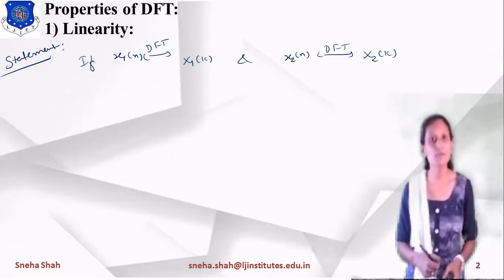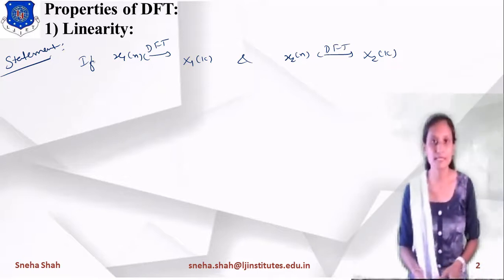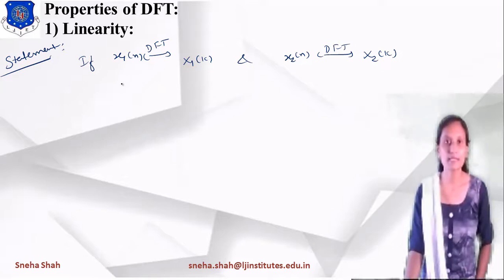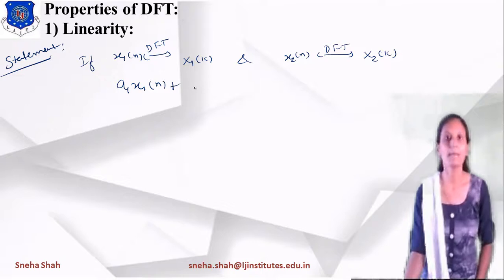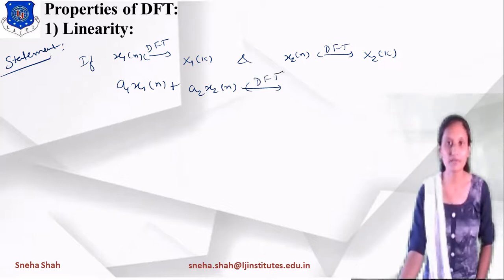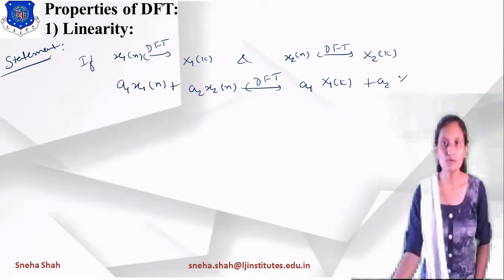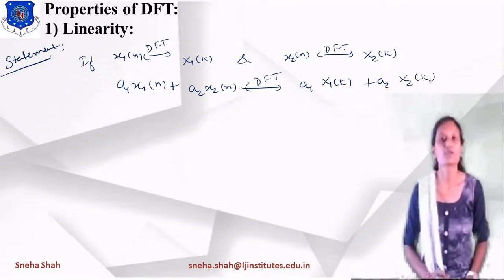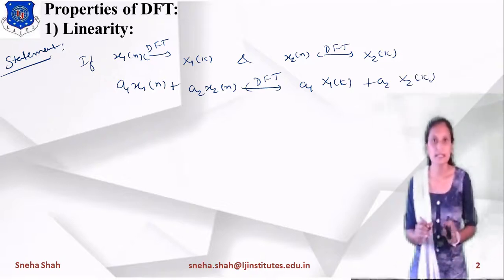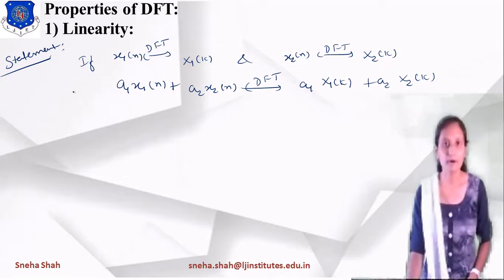Linearity property means it will follow the superposition principle. So what is the superposition principle? In the time domain, if I am taking a1 x1 of n plus a2 x2 of n, then it gives you the corresponding sequence in the frequency domain as a1 x1 of k plus a2 x2 of k. So this is the statement of the linearity property.